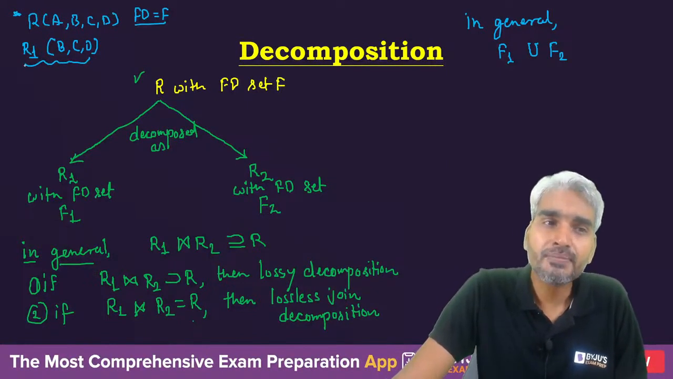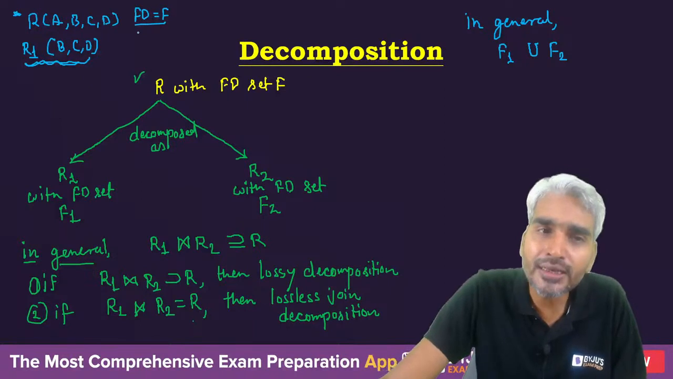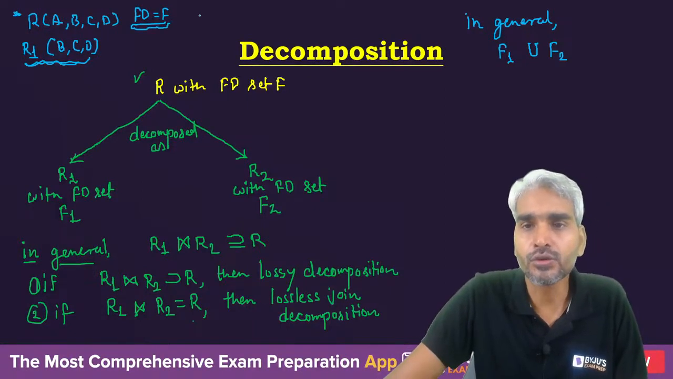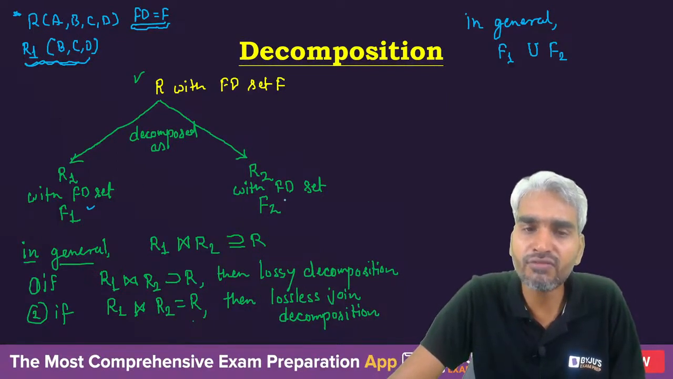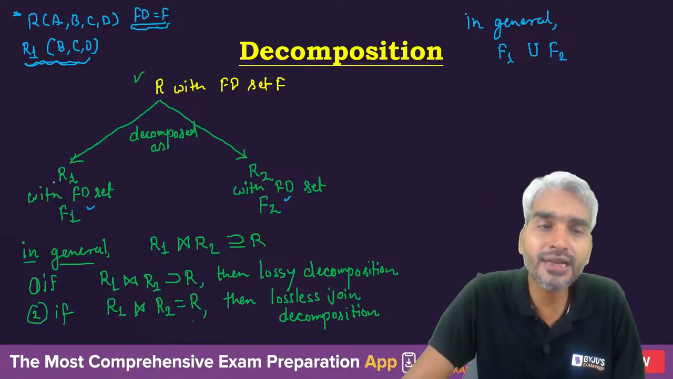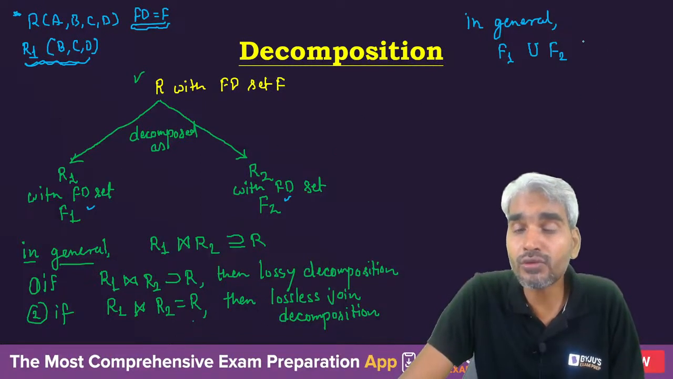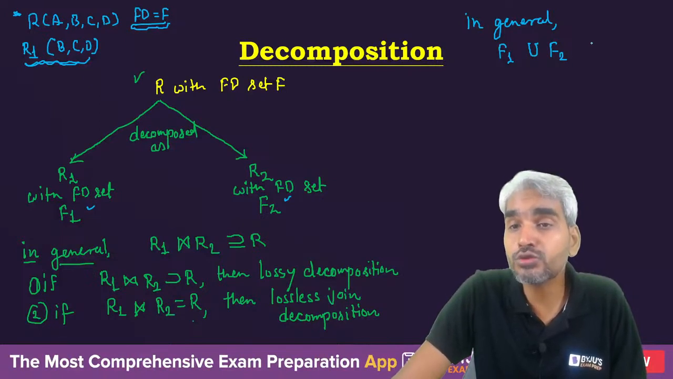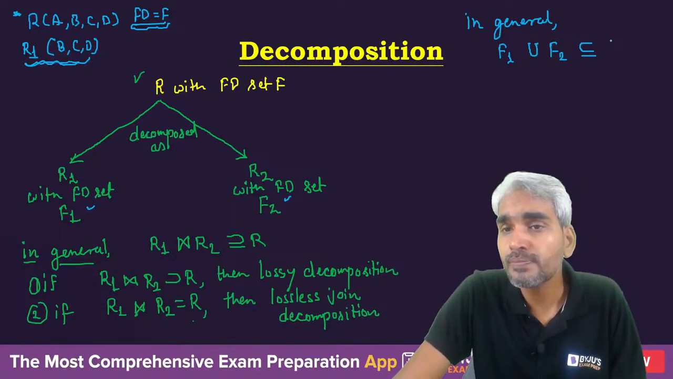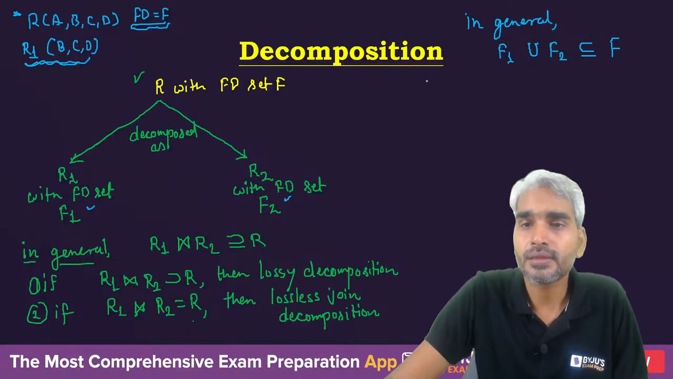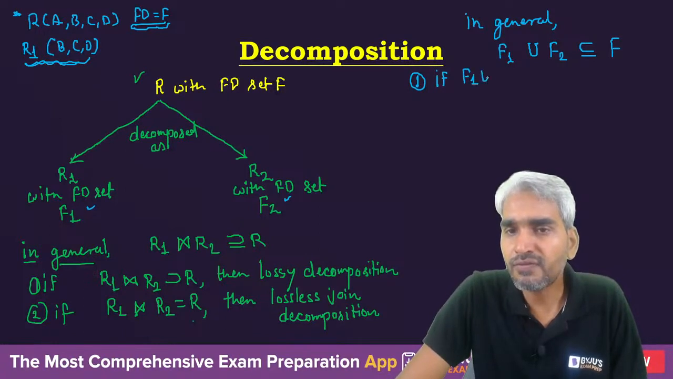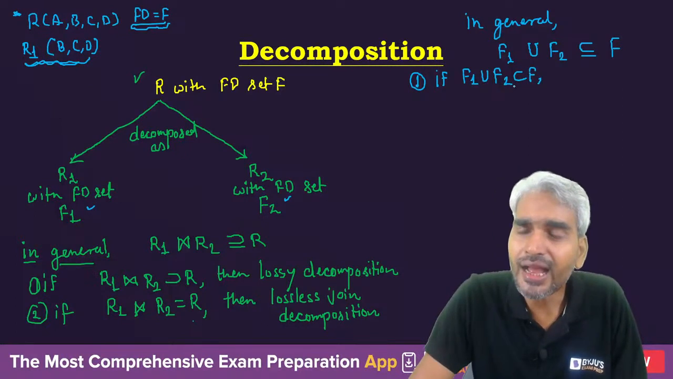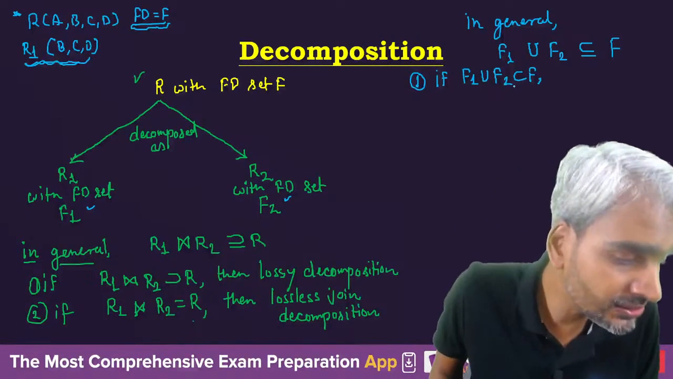So whichever FDs come in this sub-relation R1 are actually from this FD set F. There are some FDs of F which are coming in this set F1, and some FDs of F which are coming in this set F2, based on the attributes of R1 and R2. So in general, the union of these two FD sets will be a subset of or equal to the original FD set F. Now, first, if F1 union F2 is a proper subset of F, it means we have eventually lost some of the FDs.